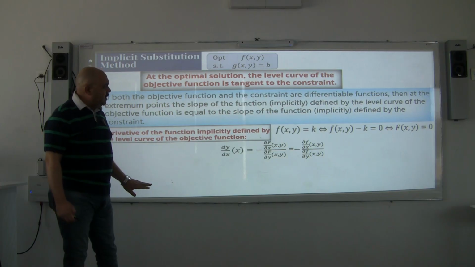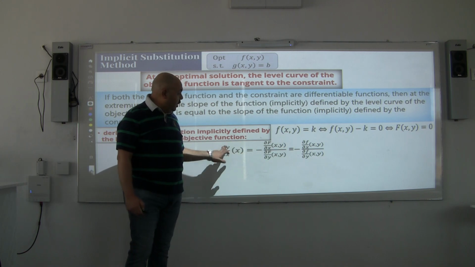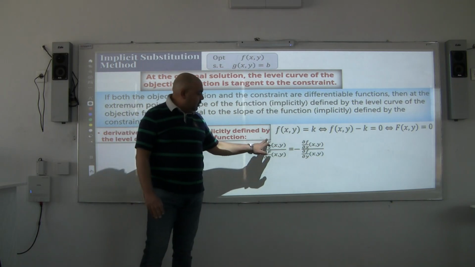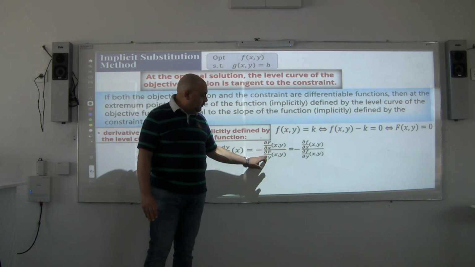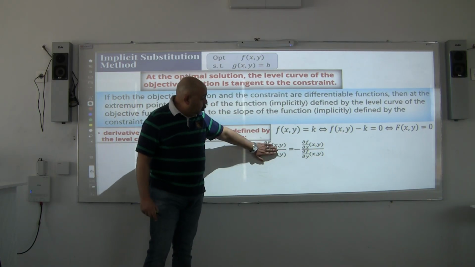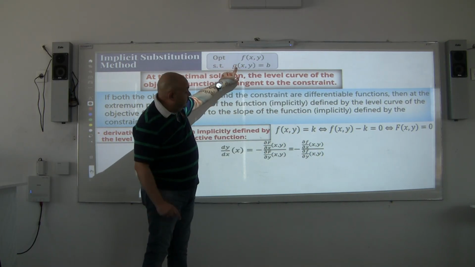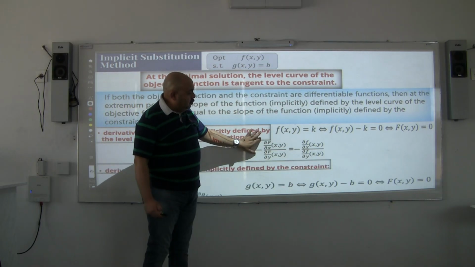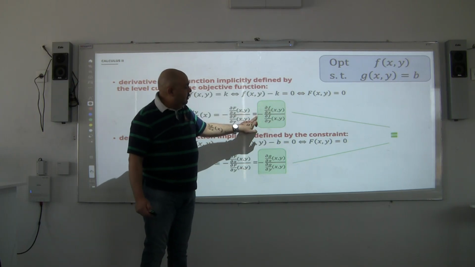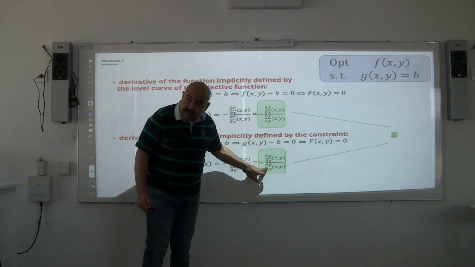I will skip all of these steps, since we already went through the implicit definition. If I want to get dy by dx for any function, such as an objective function, all I have to do is take partial f partial x divided by partial f partial y, with the general conditions that we discussed previously, with a negative sign. I will do this for both the objective function and the constraint. At the optimality point, these two should be equal to each other. You will find this in this slide. So that's the implicit derivative for the objective function, and that's the implicit derivative of the constraint that we have.